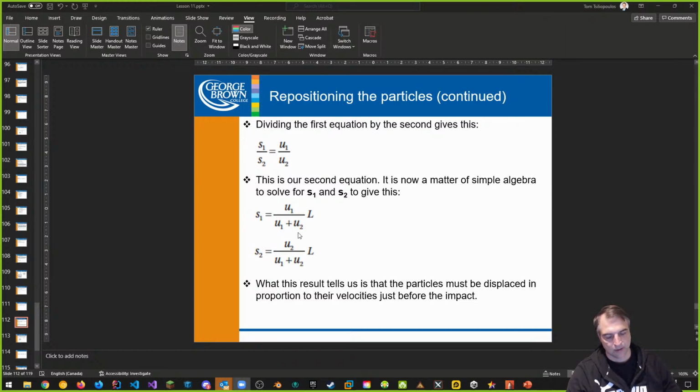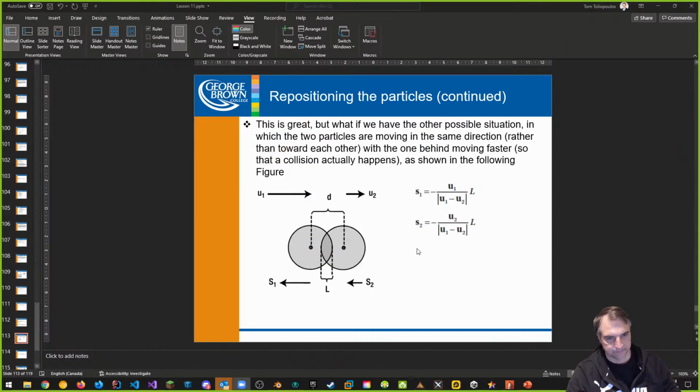And S2 would be velocity 2 over velocity 1 plus velocity 2, so the ratio, right, times the amount of overlap. That's the amount of displacement for particle number 2. Once we have these displacements, that's the total distance we need to move them back across that one dimension. Guys, this is the key that we need when it comes to all particles that are moving in all dimensions, once we have this idea. Okay?